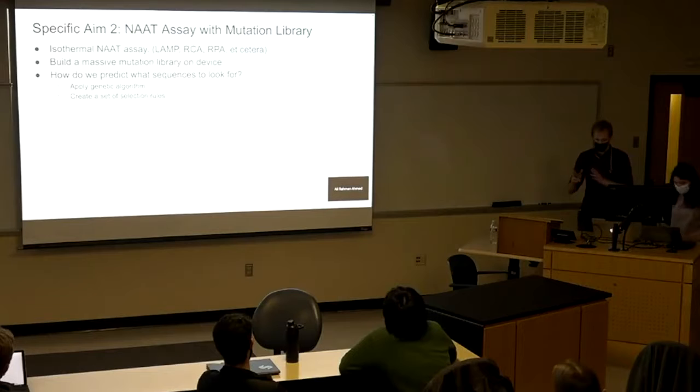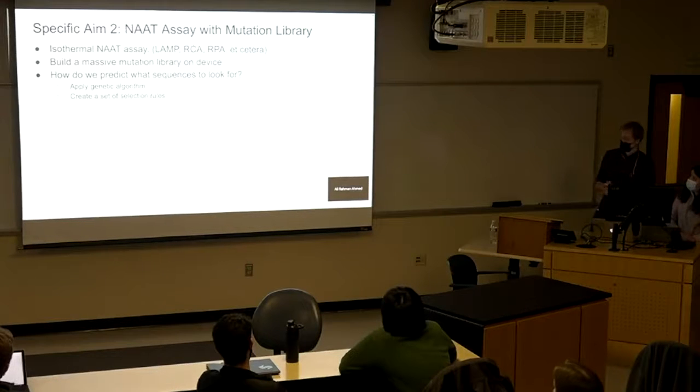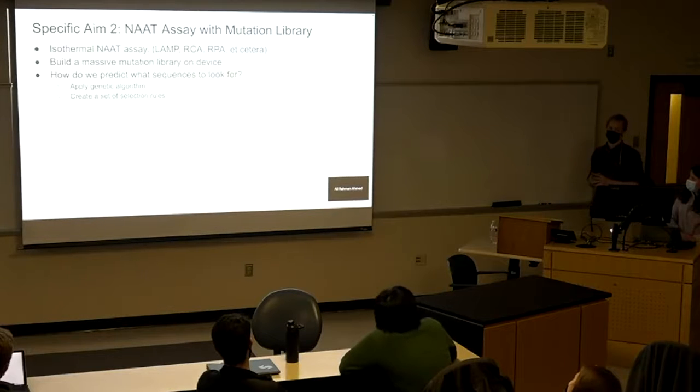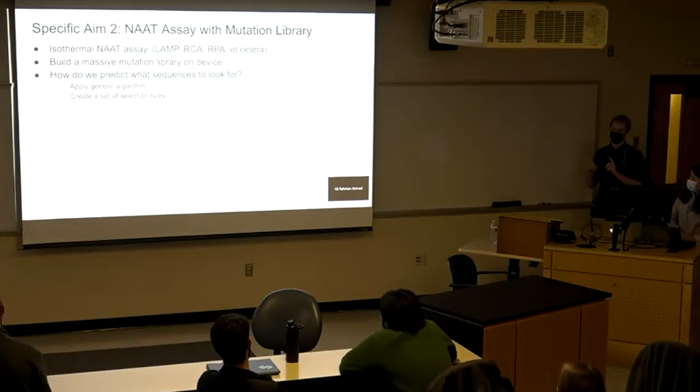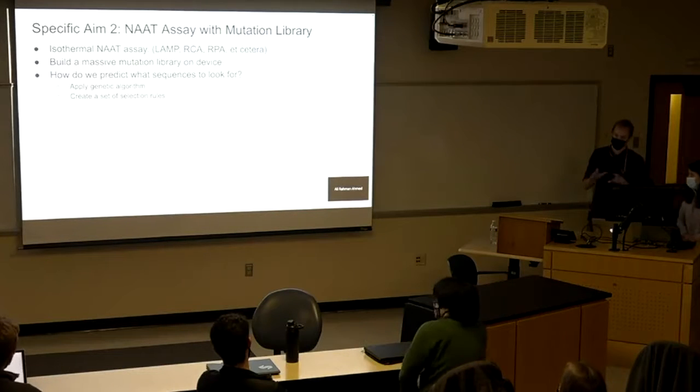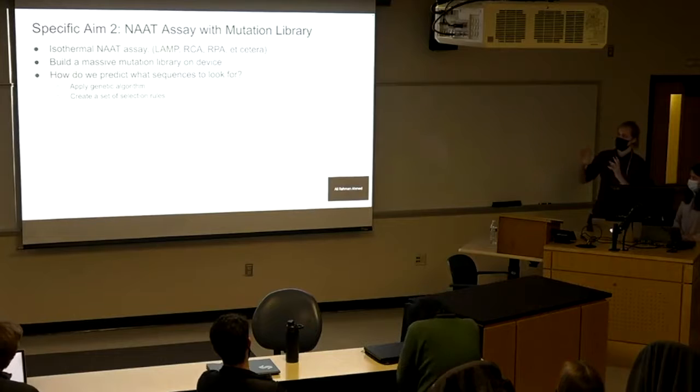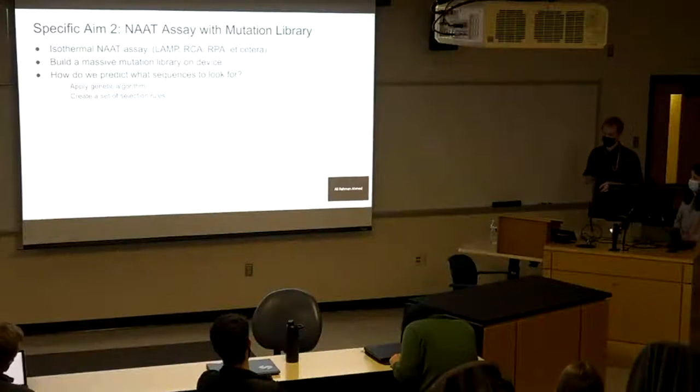So for our second specific aim, it's focused on the nucleic acid amplification test. And really what we want to do is build a massive mutation library and put it on the device. I'm just going to say we assume that this is going to be an isothermal amplification. We could use LAMP, rolling circle amplification, or any of the others. But there is one constraint. It has to play nice with the antigen test, and we're just going to assume that it's going to be done at room temperature, such that we don't denature any of the proteins on that side.